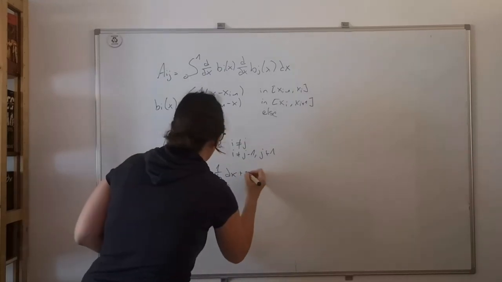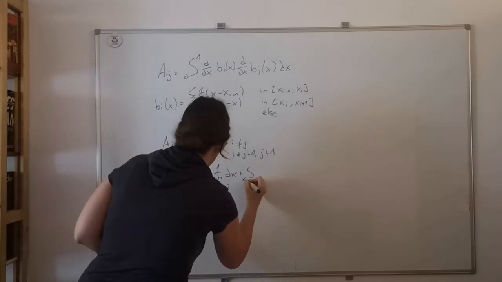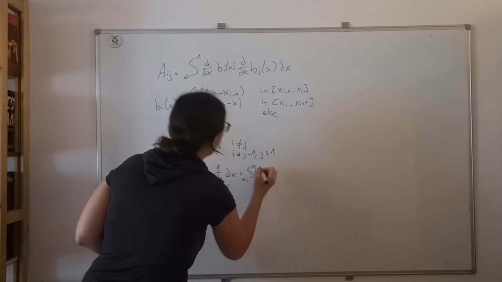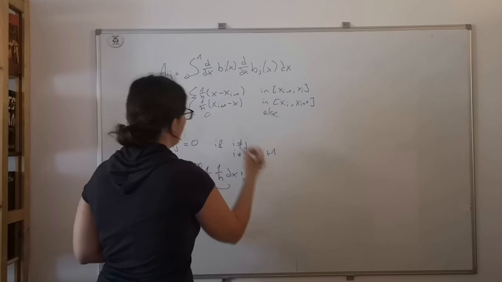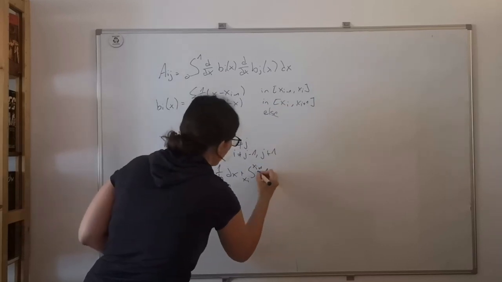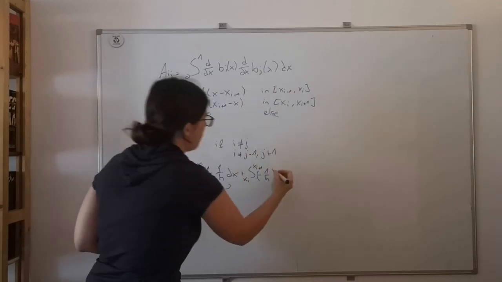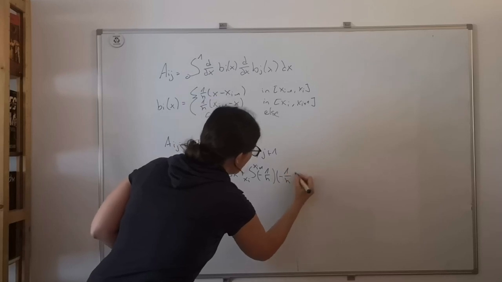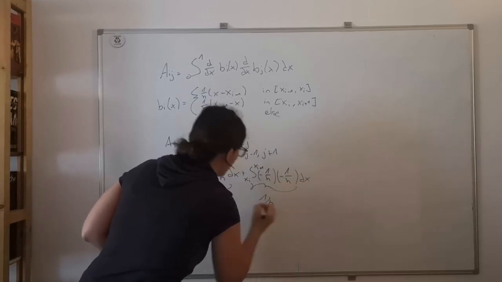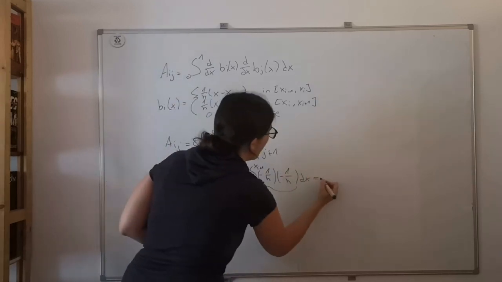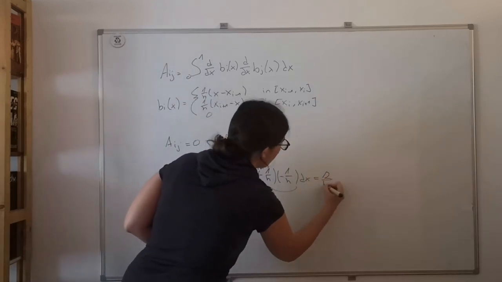And then we have the second part, so it's x_i to x_(i+1), and in this case we're going to get a minus sign, so we get minus 1 over h, and then the second one is also minus dx, and this term again gives us a 1 over h, and in total a_ii is now 2 over h.